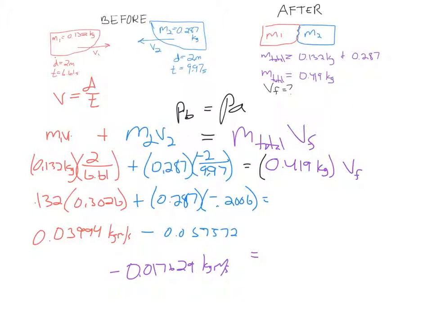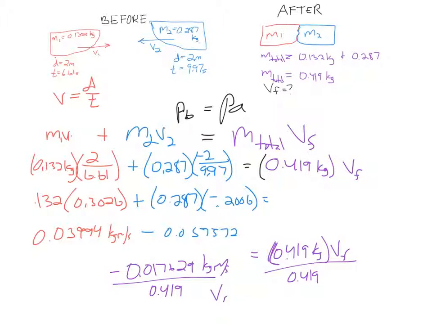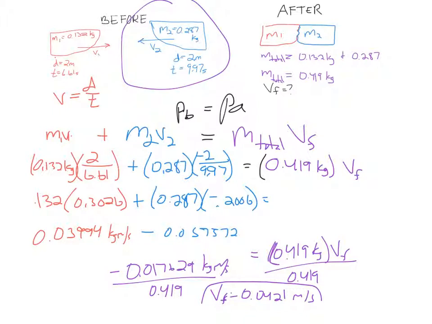Now that has to be equal to the momentum on the other side. So 0.419 kilograms times my final velocity. Last but not least, divide by that total mass, 0.419, and that gives me a final velocity of Vf is equal to a whopping negative 0.0421 meters per second. Alright, now that came out to a negative value, which means the blue guy won, so they're pushing to the left.